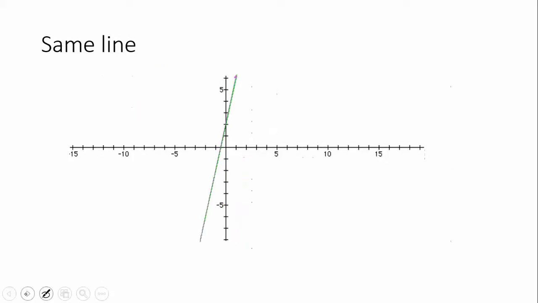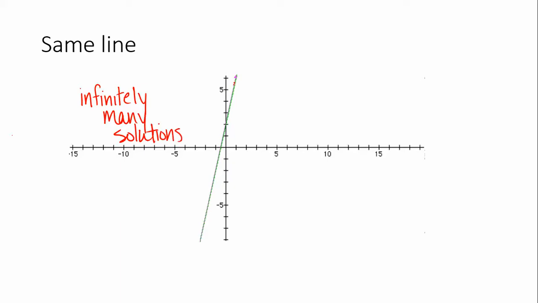Finally, we have the same line, and it's a little hard to see here, but the purple line and the green line are on top of one another, so we would say infinitely many solutions, because every ordered pair that's on the green line is also on the purple line, and I can make dots all over.